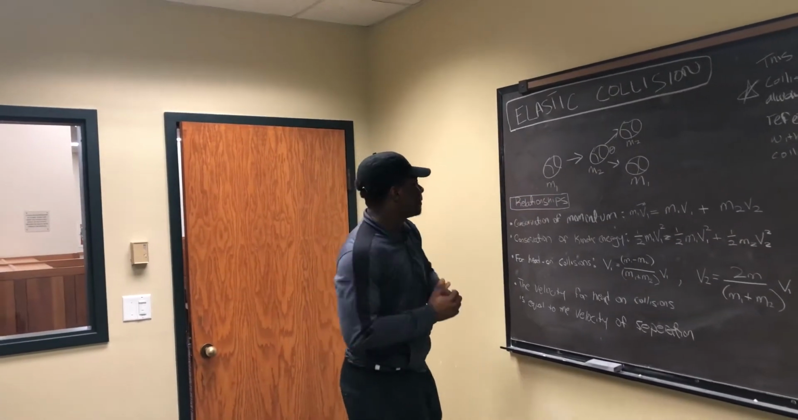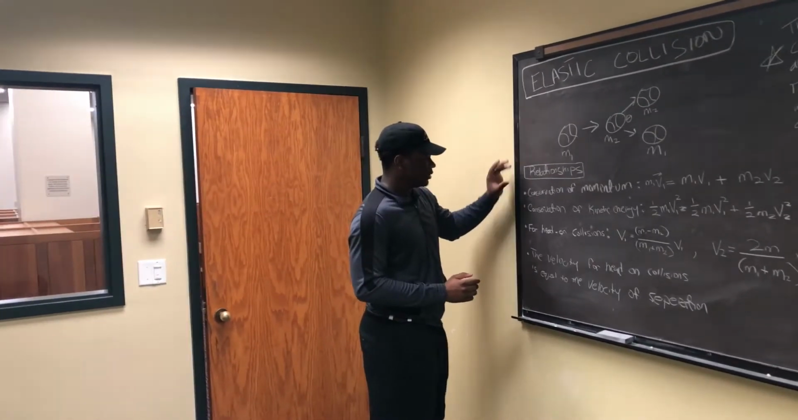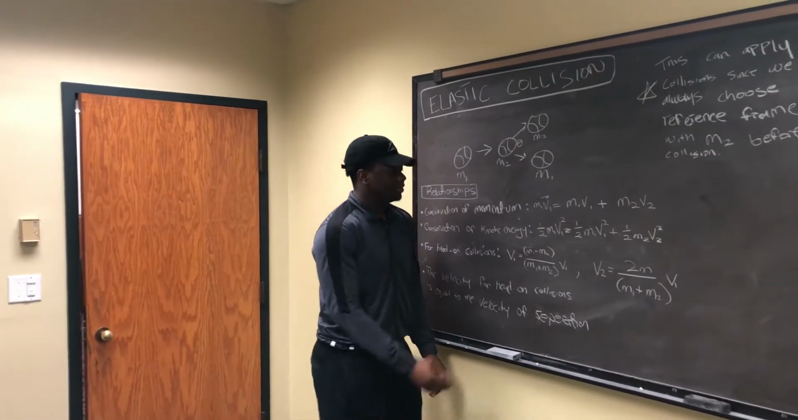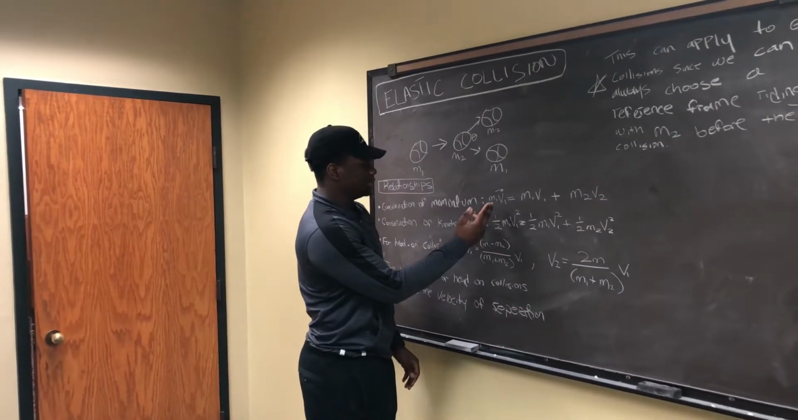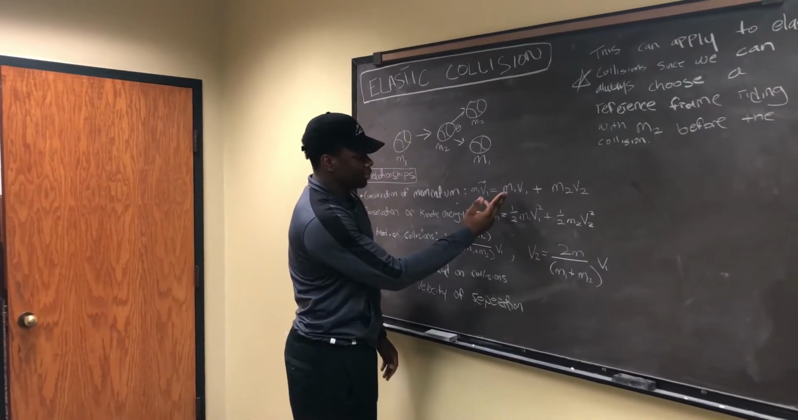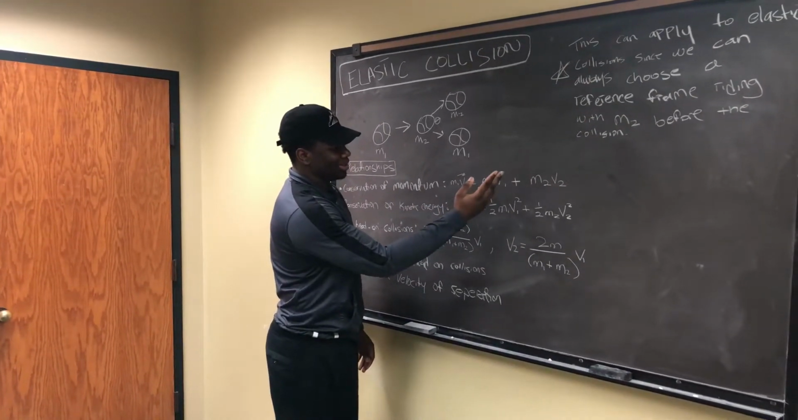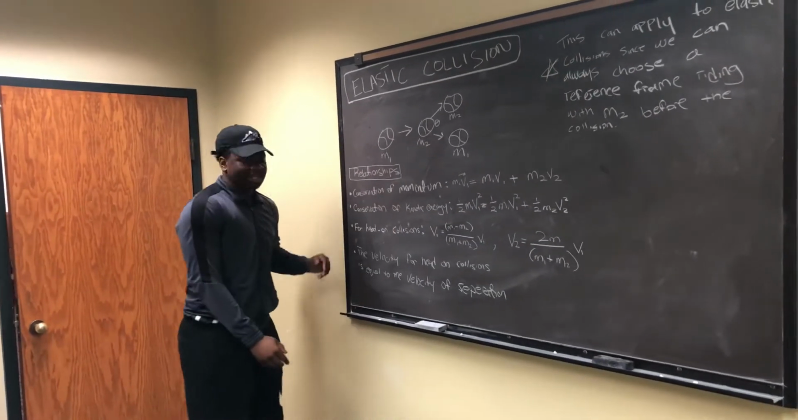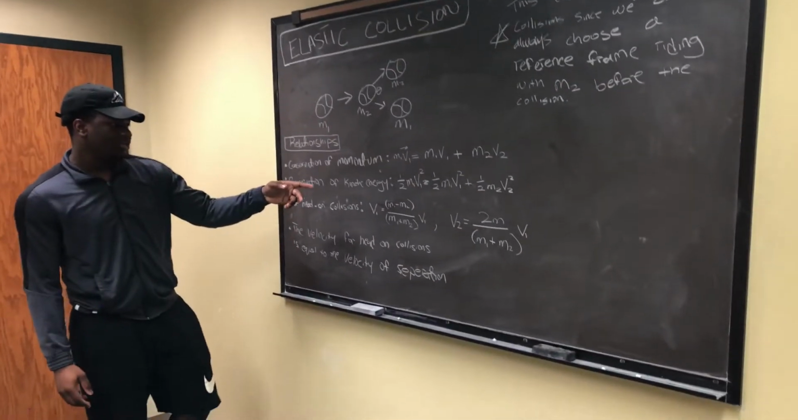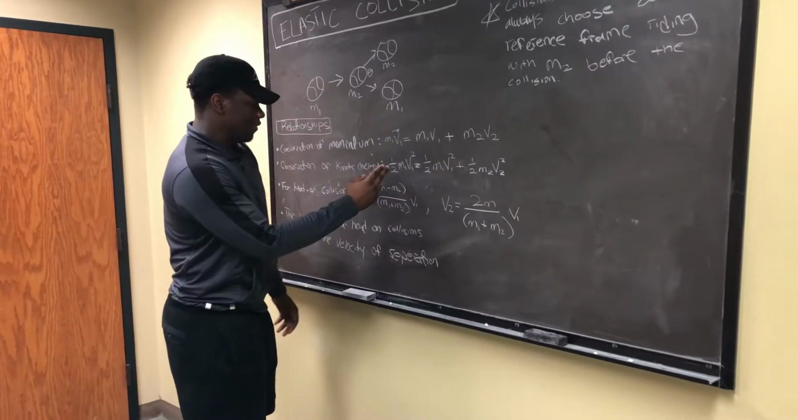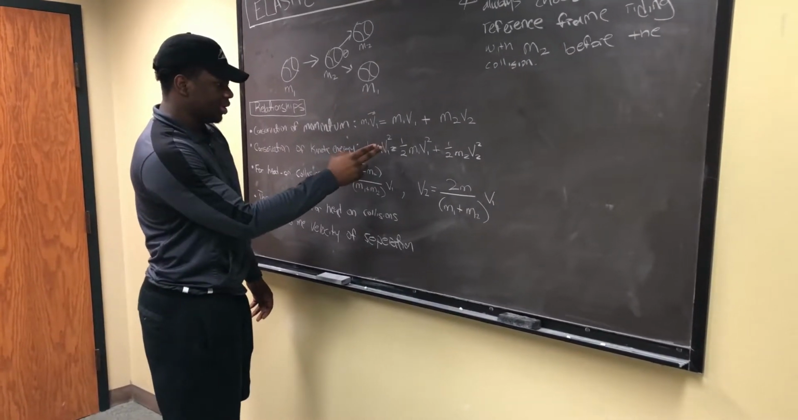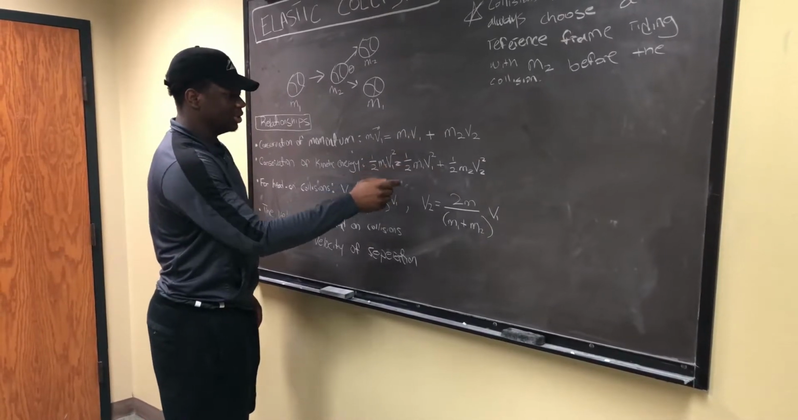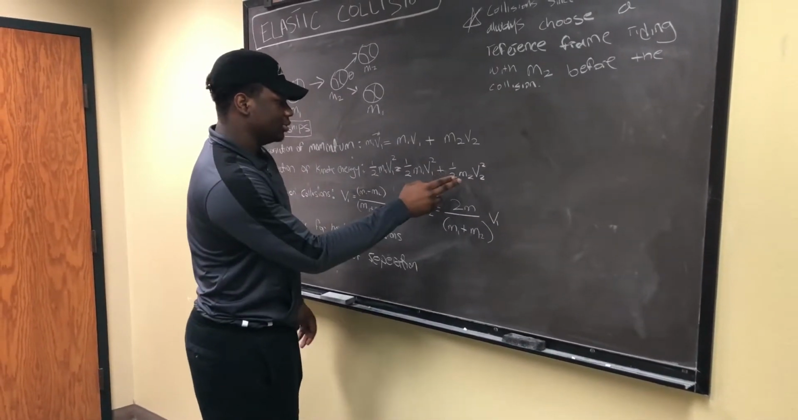Now we go down to the relationships, and we start with the first one, conservation of momentum: m1 times v1 plus m2 times v2 equals the same after the collision. The second one is conservation of kinetic energy: 1/2 m1 times v1 squared plus 1/2 m2 times v2 squared equals the same after the collision.